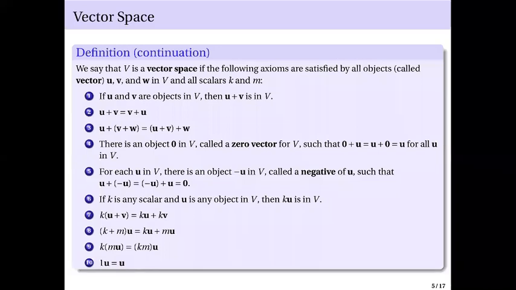Also, u plus (v plus w), with this grouping here, you add v plus w first before adding u. It should be the same as (u plus v) plus w, where you add u and v first before adding w. So this is the associativity. Of course, I did not mention, but here you have u, v, and w. They are objects in V.